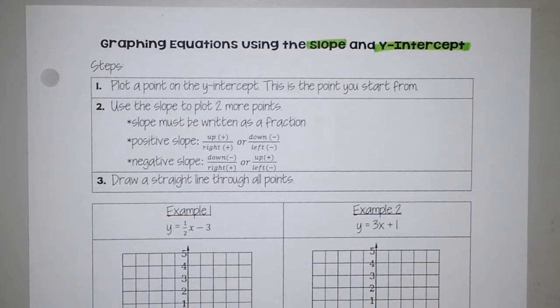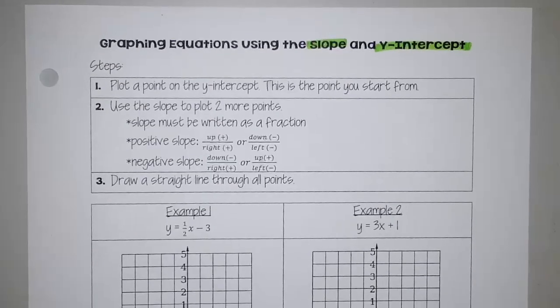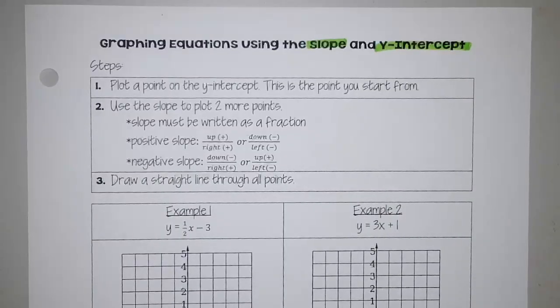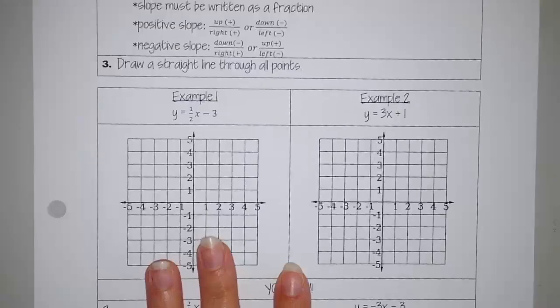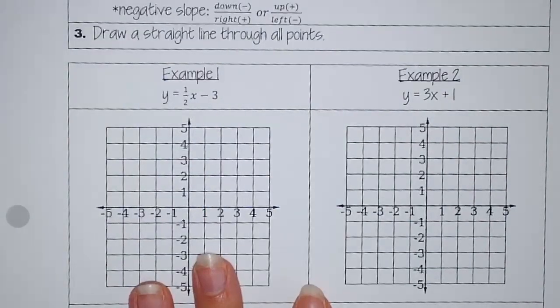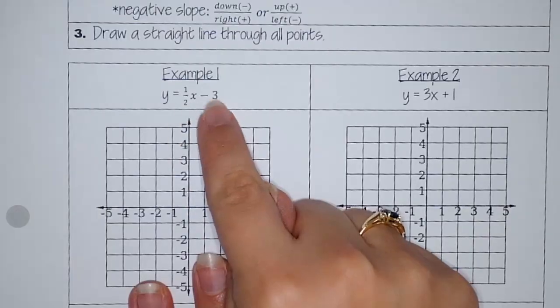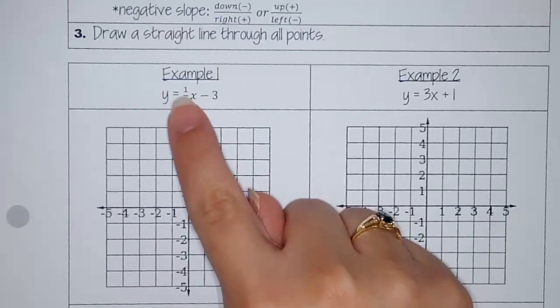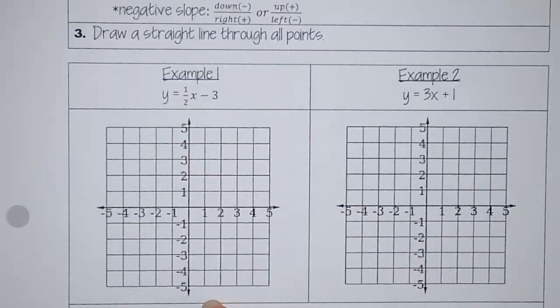Now, luckily, we've been learning that our equations tell us both of those things right off the bat. It's going to tell you the slope and the y-intercept from the equation. So let's look at example number 1. This is what we're going to try to graph. Y equals 1/2 x minus 3. And this equation has a very specific graph that goes with it, and we're going to show you that today.